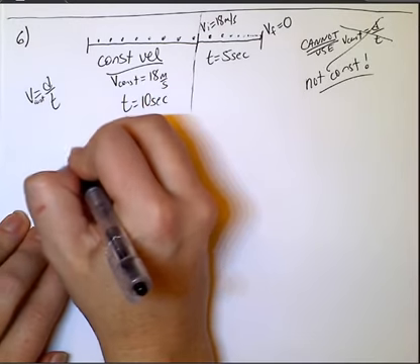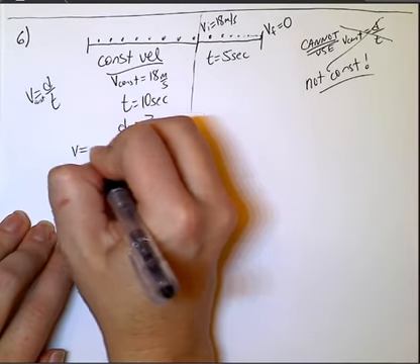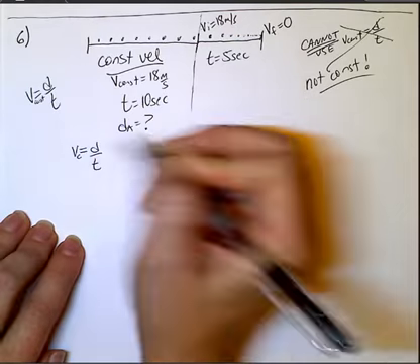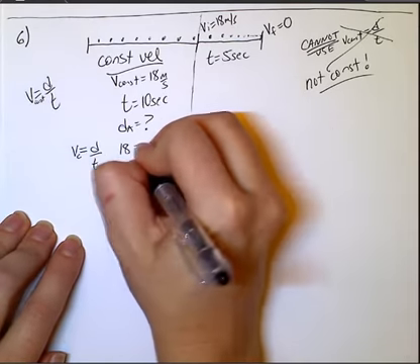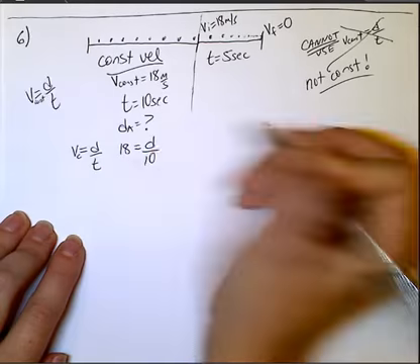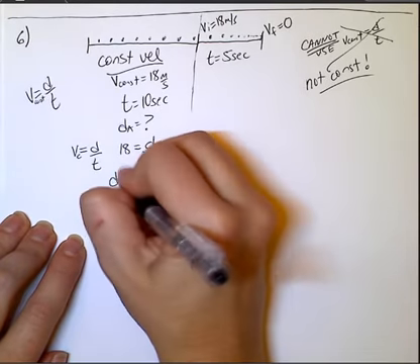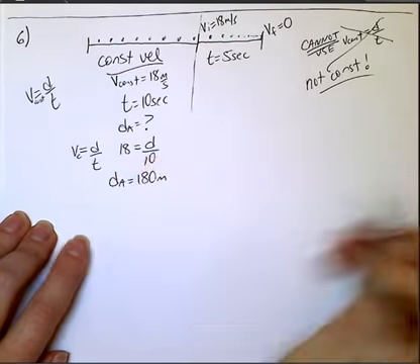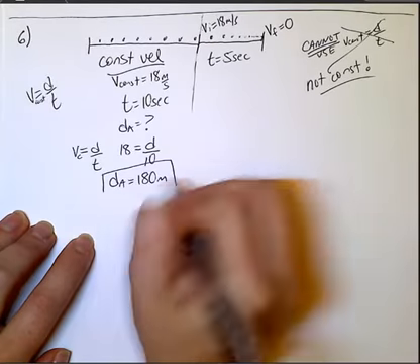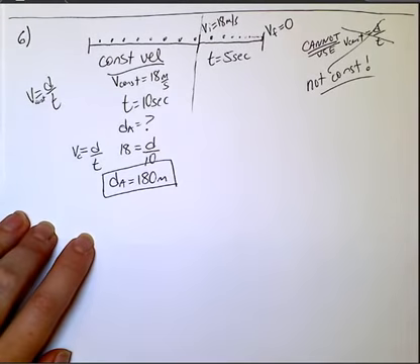I'm going to use v equals d over t. So 18 equals d over 10 seconds. So the distance it goes in this part is 180 meters. All right, so that's how far it goes just while it's coasting along at a constant velocity.